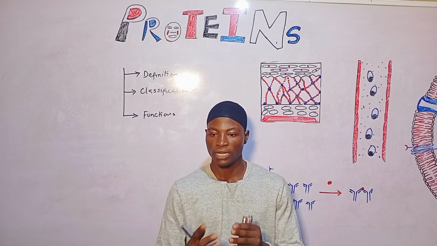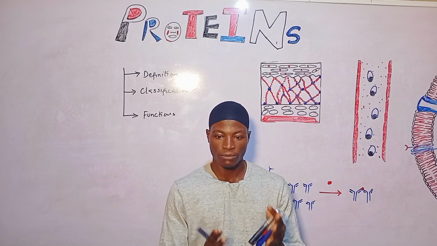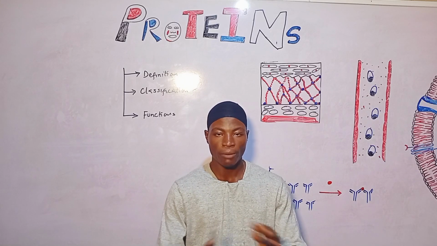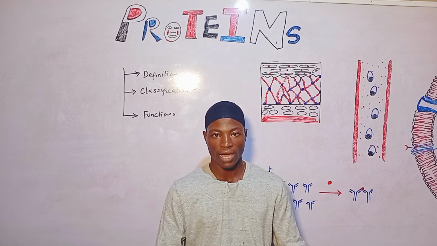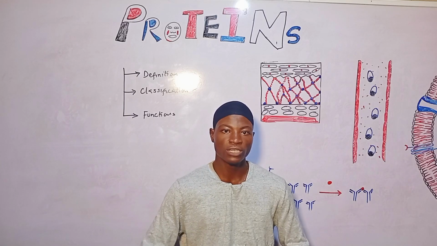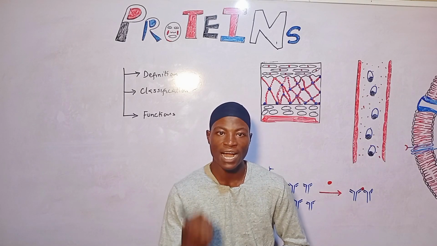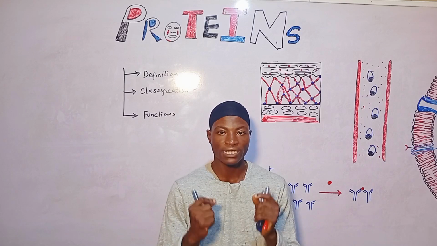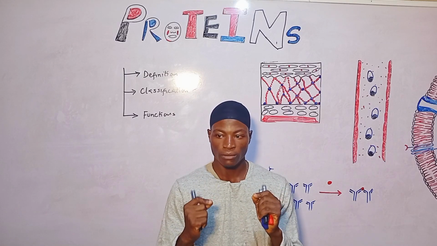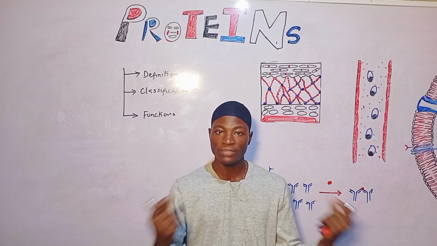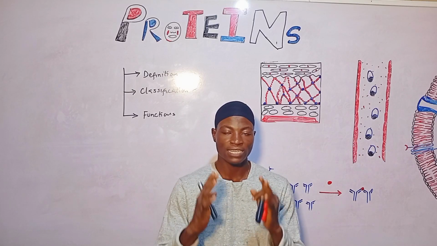You understand? If you compare it with carbohydrates on earth, carbohydrates are the most abundant on earth, but in the living system, protein is the most abundant because every single life activity that is carried out by the body is actually carried out by the protein. Be it enzymes, be it hormones, different kinds of functions.